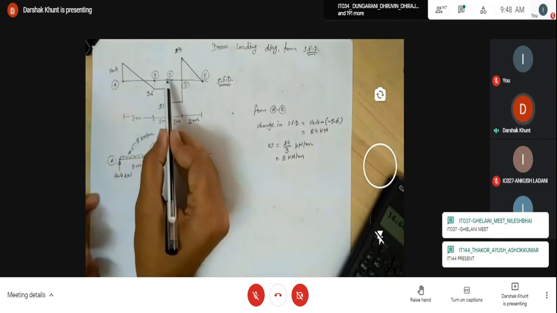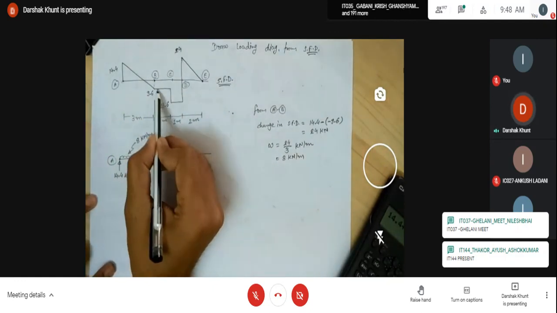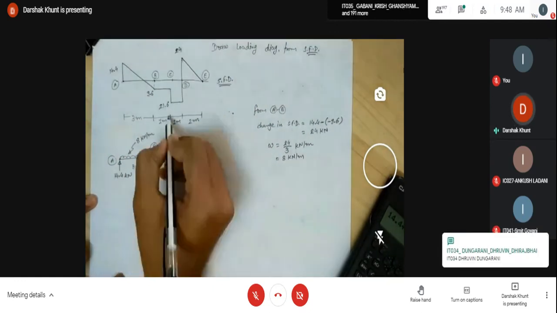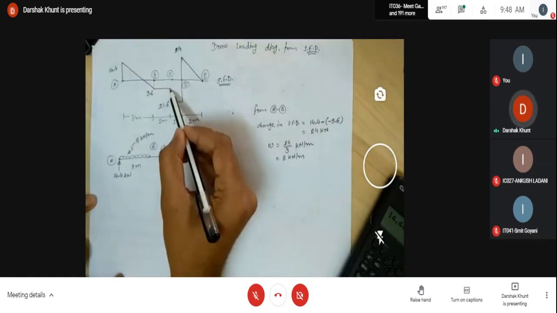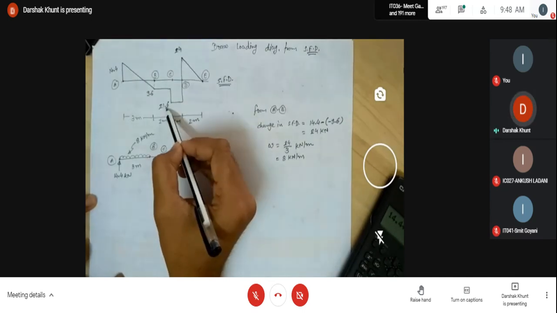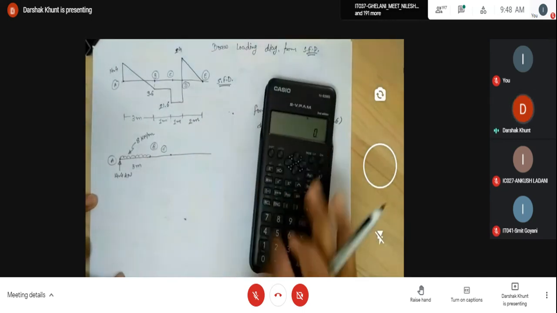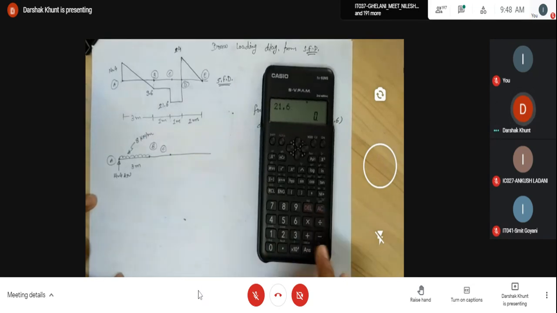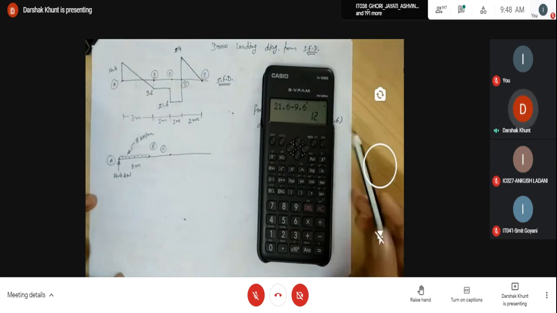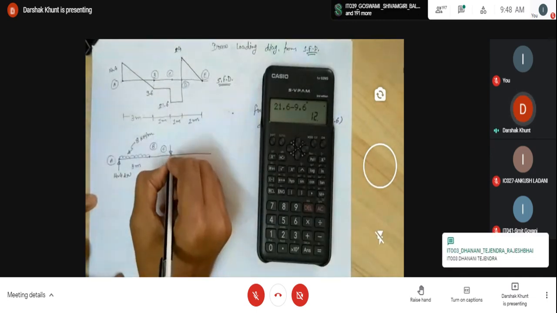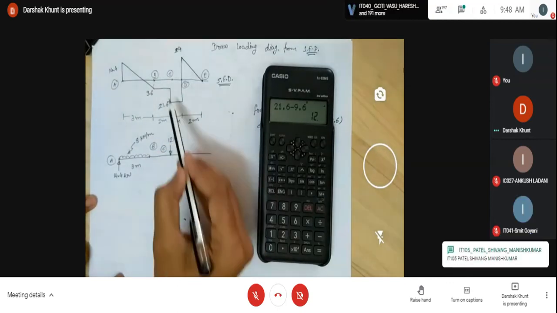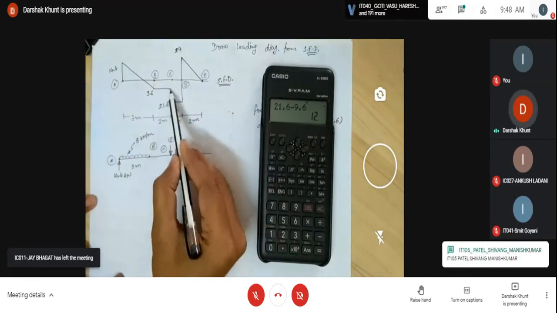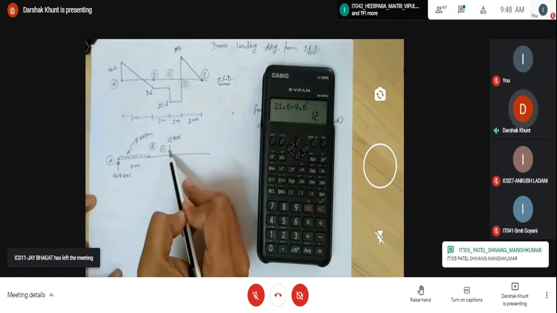Okay. Now between B and C, no any changes. Diagram is constant. So between B and C, no any loading. But at point C, instantly decrease 9.6 to 21.6. So change in the shear force is 21.6 minus 9.6 means 12. So here 12 kilonewton. Because here instantly change in diagram, that means represent the point load at that particular point.